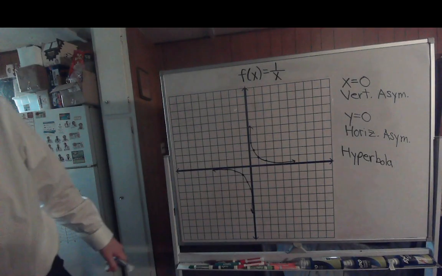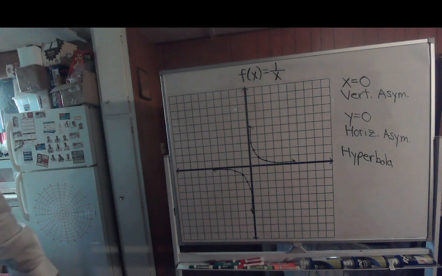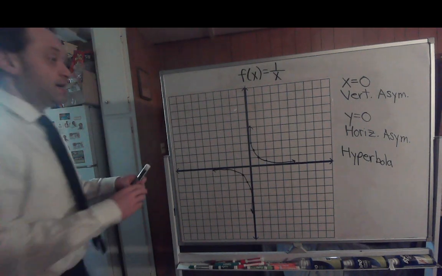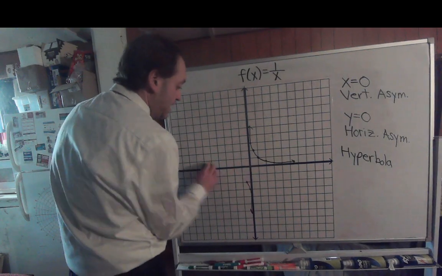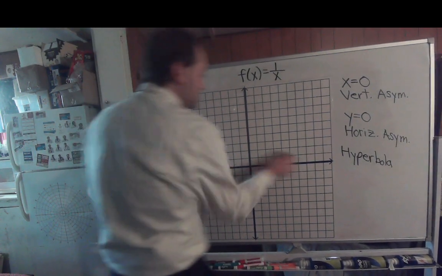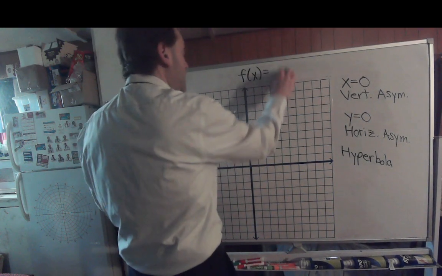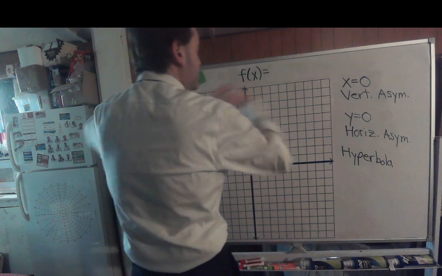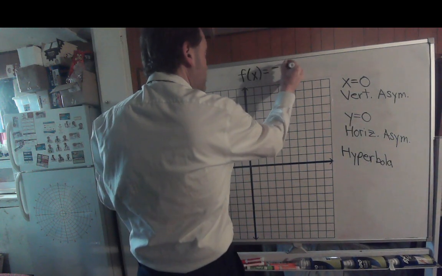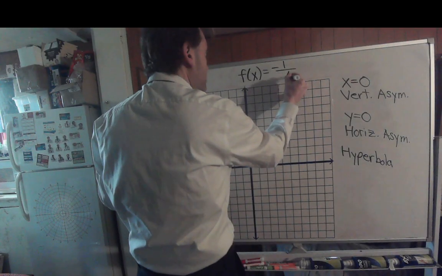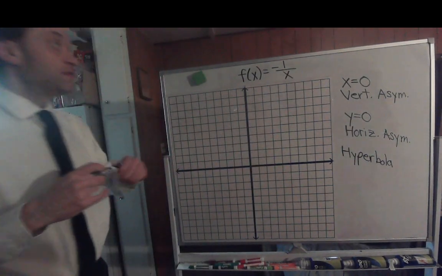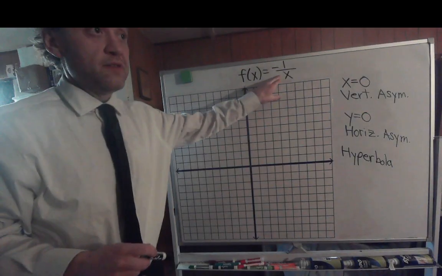But anyway, let's go ahead here and continue with this. So let's show a transformation. What if this time I did f of x equals negative 1 divided by x? So f of x equals negative 1 divided by x.